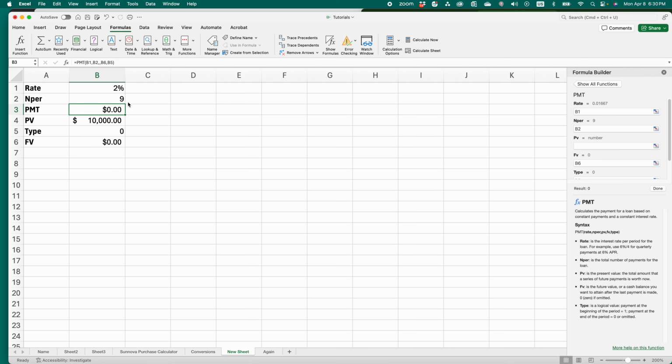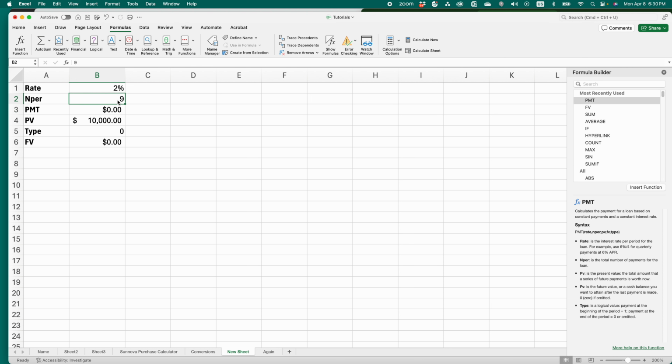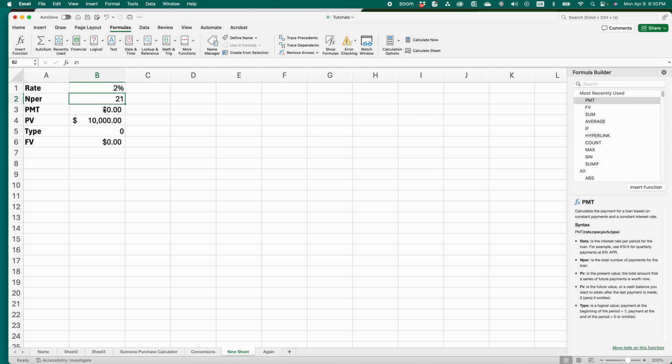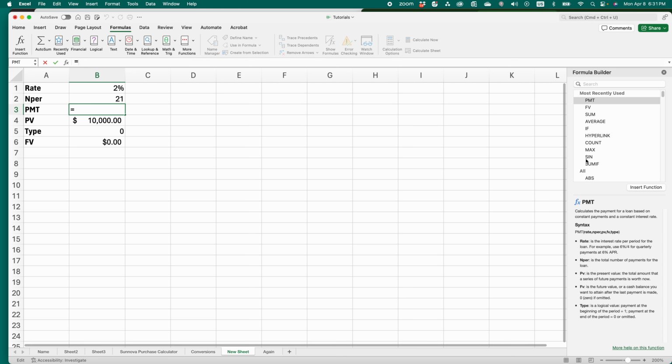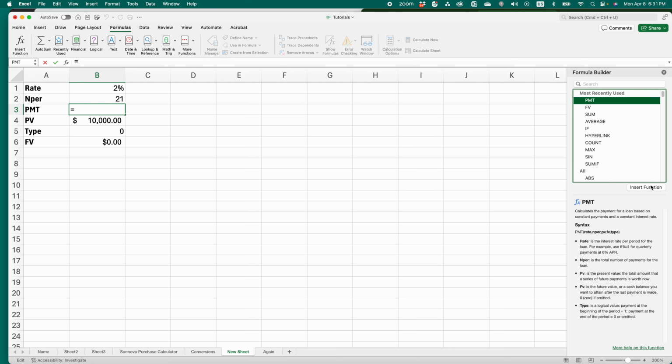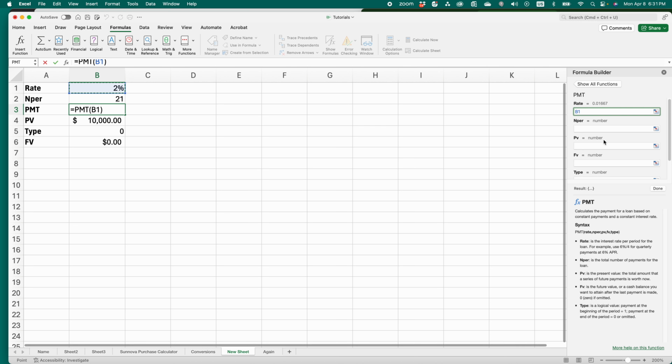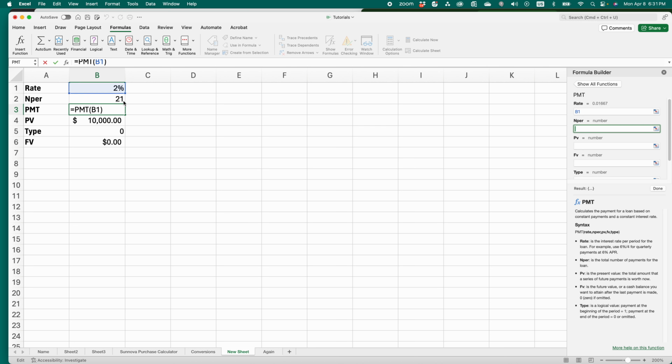Okay, and that is not correct. So let's try this again. We did something wrong. Insert Function, choose PMT. It's a monthly payment, insert the function. What's the rate? It's this 2% one. What's the number of periods? It's this one.